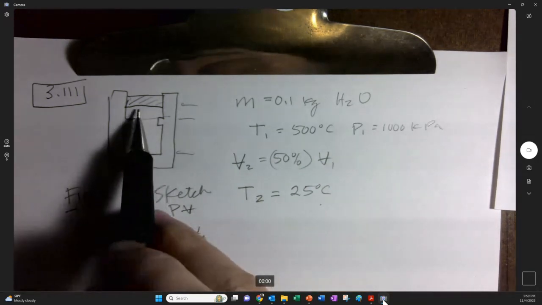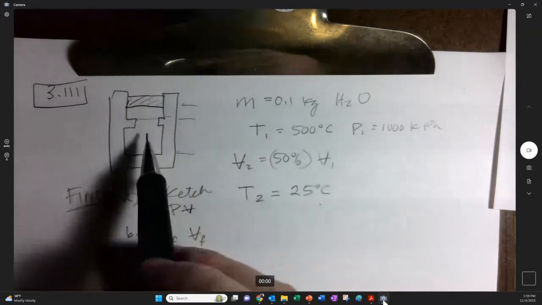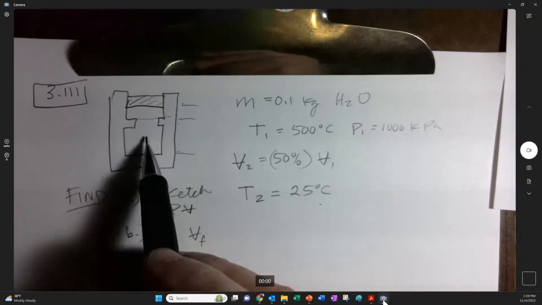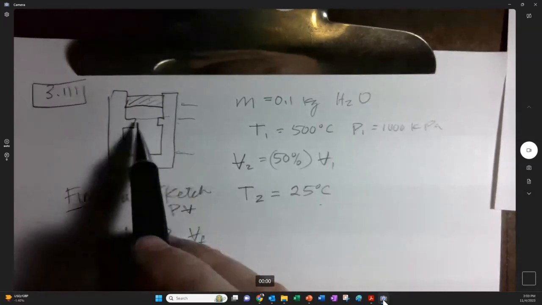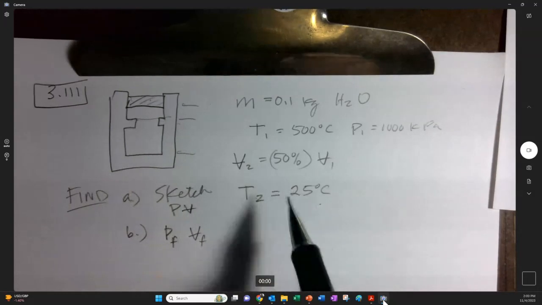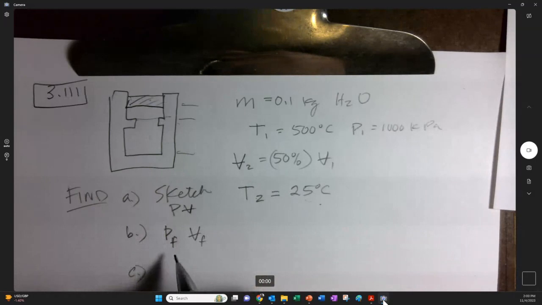So we don't even know for sure that this thing has gone all the way down and hit the stops. But why would they tell us about the stops unless they did? But it could, during the cooling process, hit these stops and then keep cooling to 25 degrees Celsius. So you have to have a narration of what happens in here.